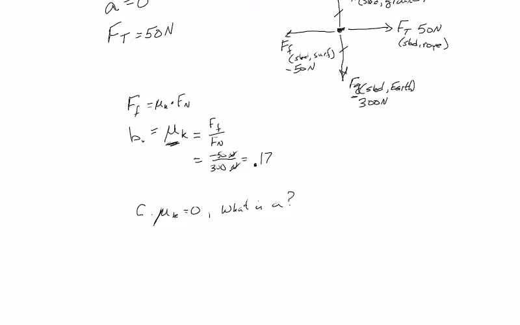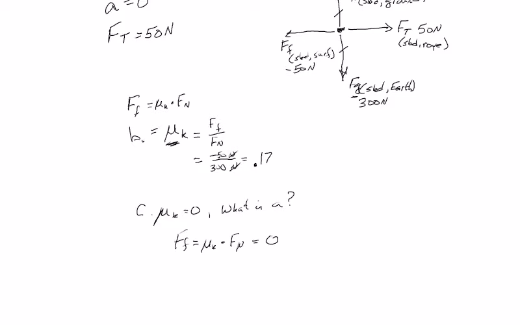Okay, so in this case, if U_K equals 0, the normal force is going to stay. The normal force is a result of the floor pushing up, or the ice pushing up, or the snow pushing up. So the normal force doesn't change. But if U_K equals 0, the force of friction is equal to U sub K times normal force, and so that's going to be equal to 0 because U sub K is equal to 0.